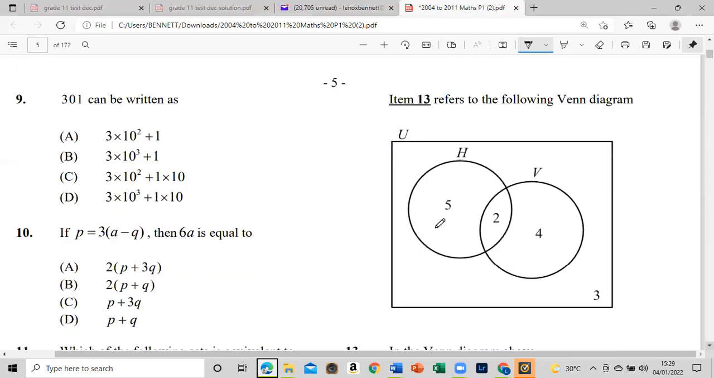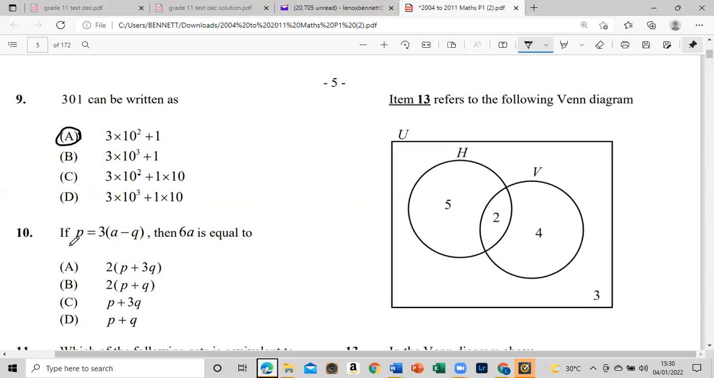All right, 301 can be written as like 8 million. 10, 10, 100, 3 times. All right, so let's see which one gives the value.